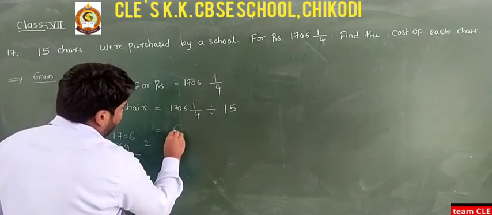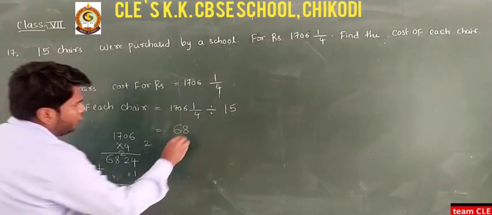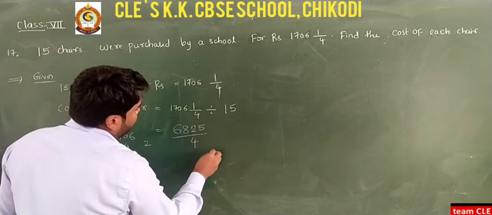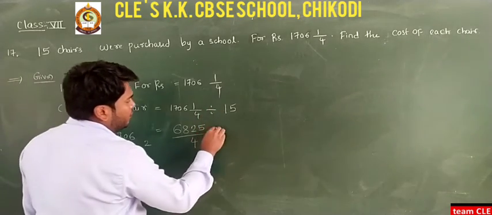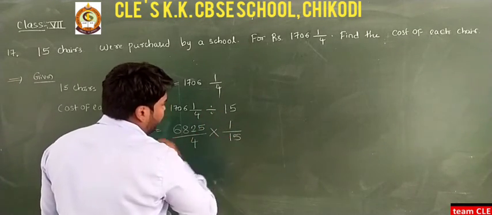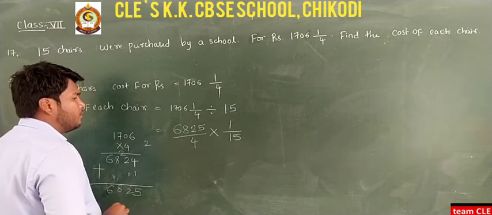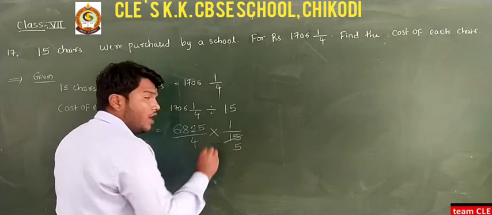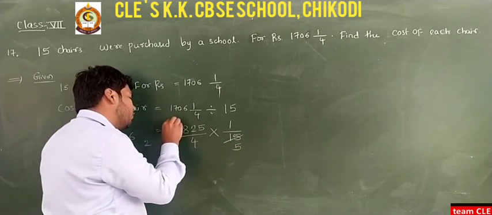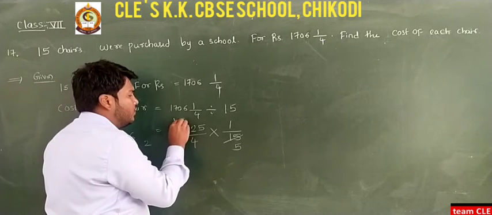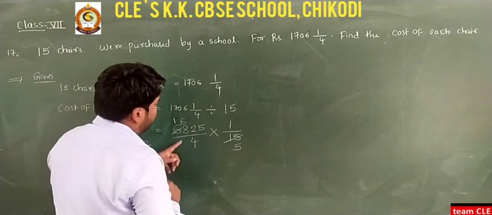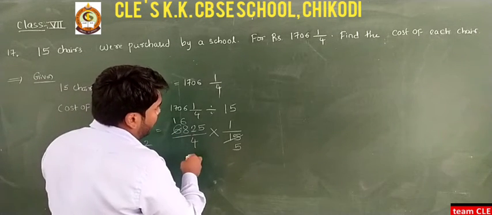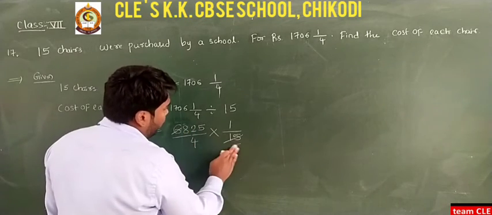So this will become 6825 by 4. That is division, so make this multiplication by taking 1/15. Again, you need to do the simplest form. I use the 3 table. 3 fives are 15, 3 ones are 3, 1 remains. 3 sixes are 18, so again 25 remains. Is it divisible by 5? No. So I go with the 5 table.